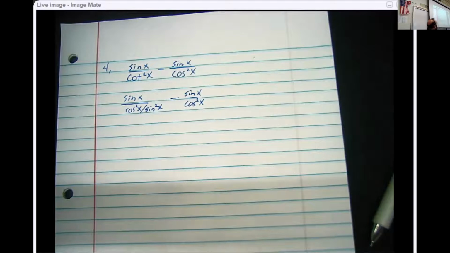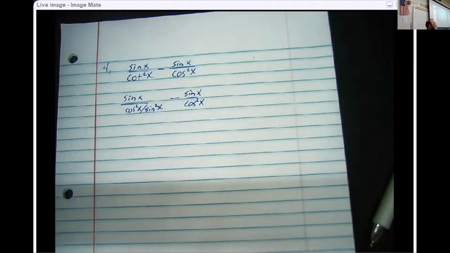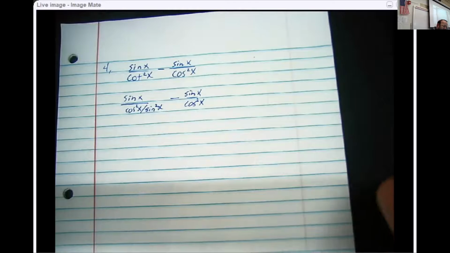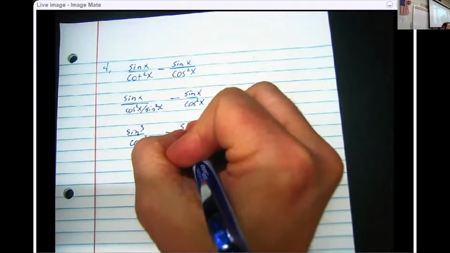Now, what did you learn back in elementary school happens if you ever divide something by a fraction? This is a harder problem. What do you do when you divide by a fraction, everybody? You flip, and then you multiply, right? So if I took this thing and I flipped it over and multiplied, it would turn it into a sine cubed over cosine squared.